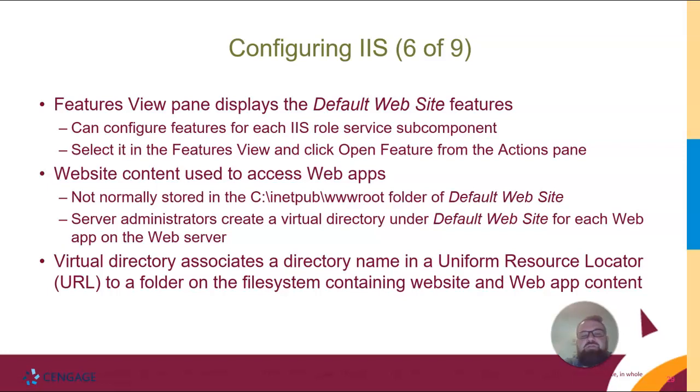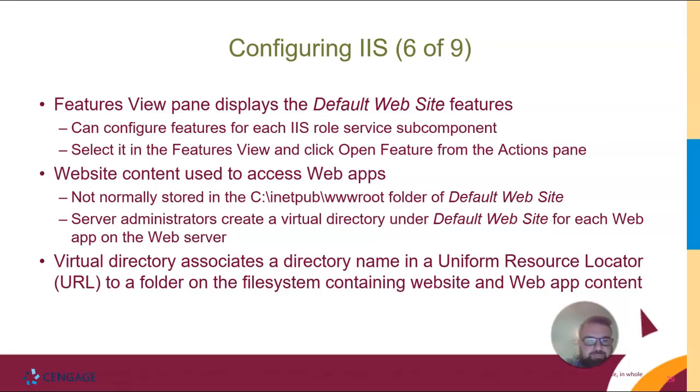Website content is used to access the web apps, so it's not normally stored in the inetpub wwwroot folder of the default website. Server administrators create a virtual directory under the default website for each web app on the web server. Like I said, you can do that, or you can create a new website. Either way, it doesn't matter. You just can't have two websites running on the same port. So you can't have two websites that are bound to port 80, otherwise you'll get an error, because obviously it's listening on that port, so it can't do both at the same time.